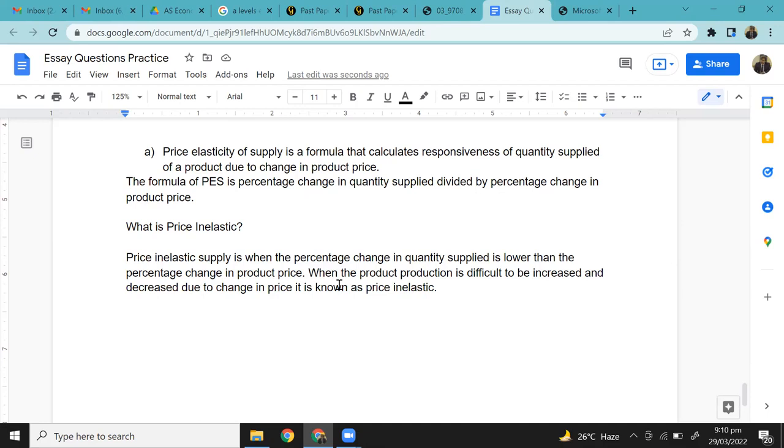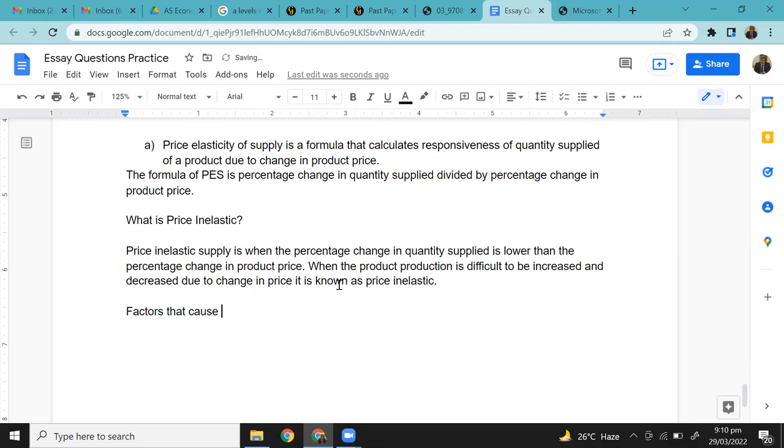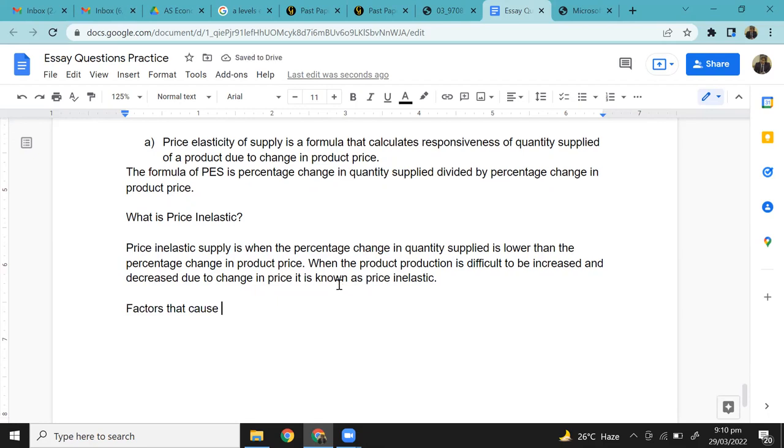Okay, now what are the factors that cause inelastic supply? Because that's what the question is asking for. Factors that cause inelastic supply are as follows. So let's see what Zohan has mentioned here. Zohan has mentioned less spare production capacity, low quantity of raw material, seasonal product, mangoes, and the time it takes to produce a particular good. Excellent. All of these are correct.